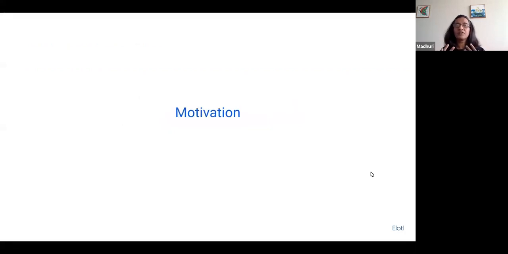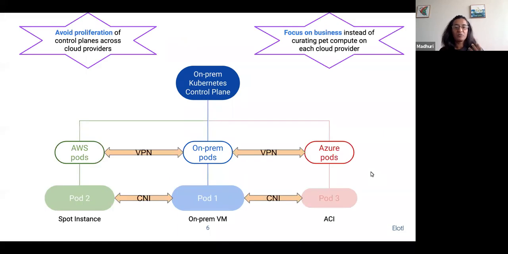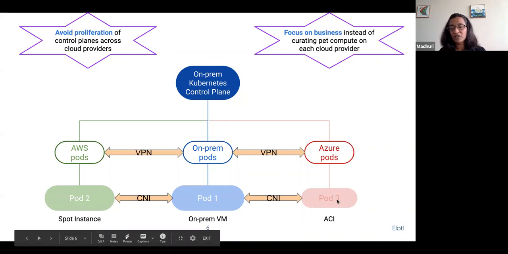Why would you want to implement such a situation? Take, for example, you have an on-premise Kubernetes cluster that is running on vSphere in an on-premise data center, and you have on-premise pods that are deployed to essentially VMs that are running on ESX servers. You might want to stretch this Kubernetes cluster across multiple cloud providers beyond the on-premise data center. You might want to ship some pods to AWS or ship some pods to Azure.